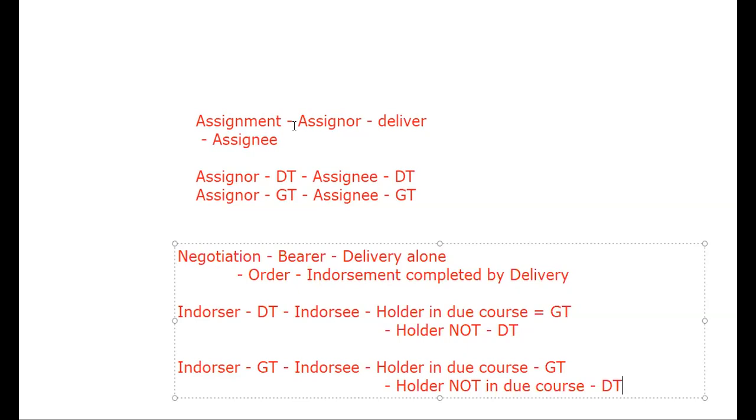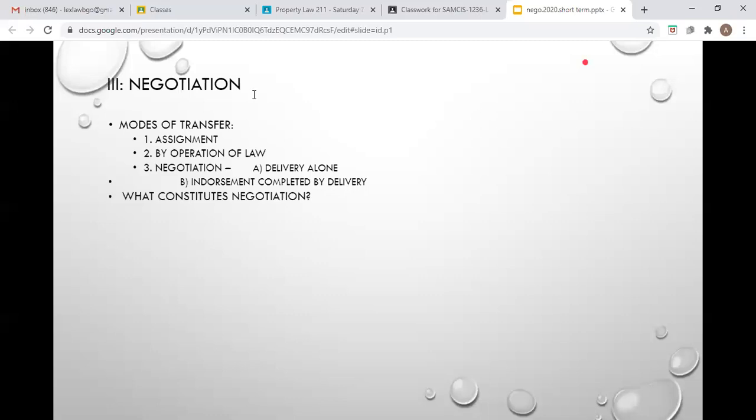So, ganun. In effect, kung i-apply natin yung mga principles ng contract of sale dito, sa assignment, yung general rule, nemo dat quod non habet. Kapag sinabi natin yung negotiation, we will now be applying the exception on that rule nemo dat quod non habet. Buyer for value and in good faith of a titled property or a property covered under the Torrens system. Okay, so let's go back to this slide.